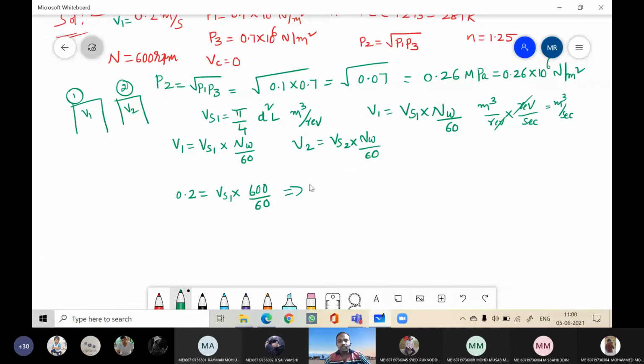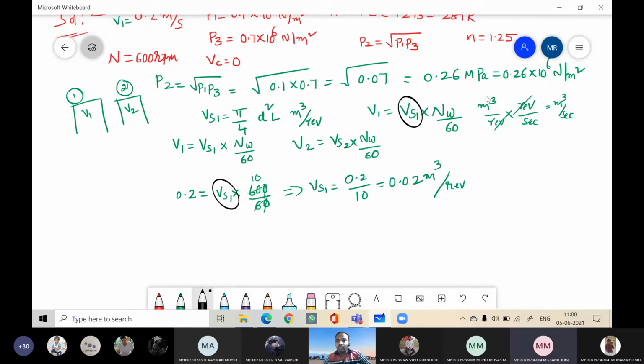So from this, tell me VS1. It is 0.2 by 10. Agree? VS1 is 0.02 meter cube per revolution. Agree, students? Any doubt? See here, VS1 units are meter cube per revolution, and V1 units are meter cube per second. Now don't get confused.